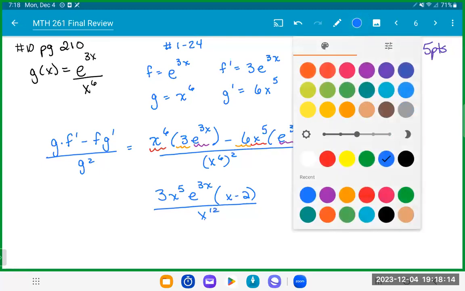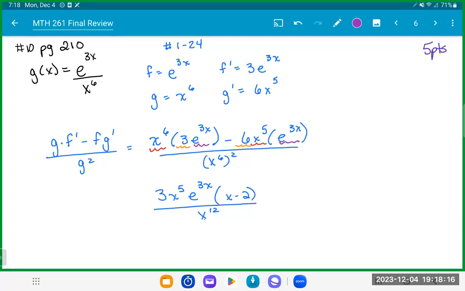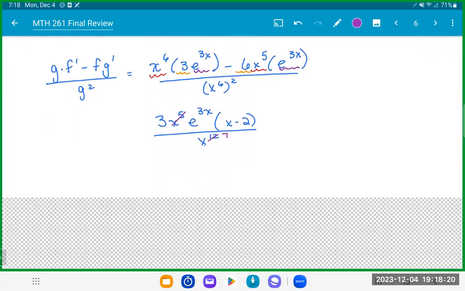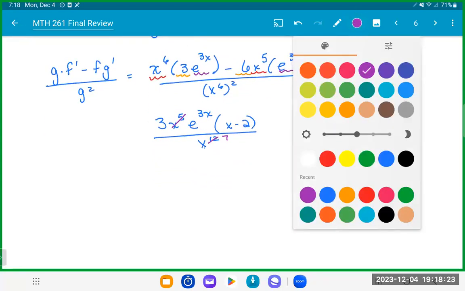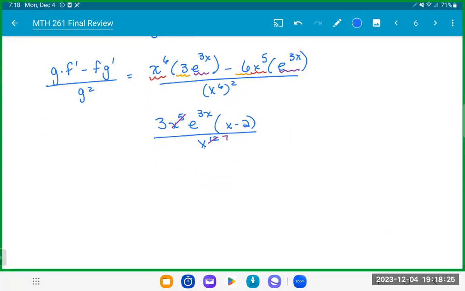Okay, and I can see that I have 5 x's here, so I can go ahead and reduce that with 5 of the ones in the denominator. And so in simplest form, I have 3e to the 3x times x minus 2 over x to the 7. Okay, question.